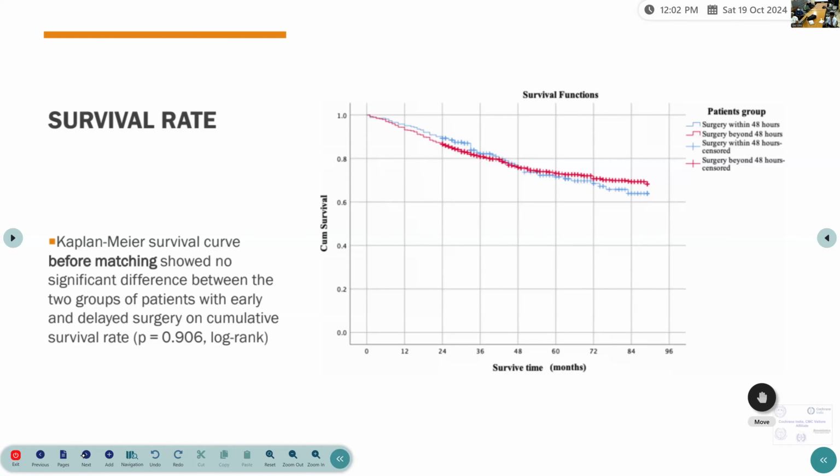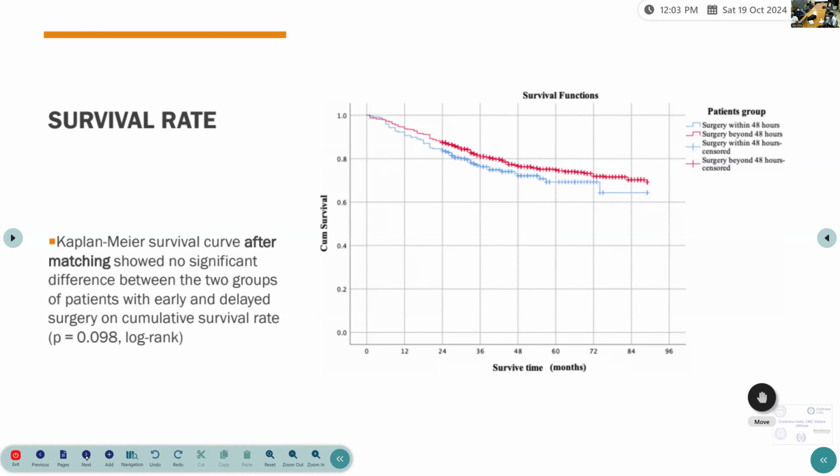They have also given survival rate as Kaplan-Meier survival curves, where this is cumulative survival. And as you can see, there is no censoring till 24 months because the inclusion criteria only included patients who had a complete follow-up for 2 years. After which, there is no difference between cumulative survival in both the groups before matching.